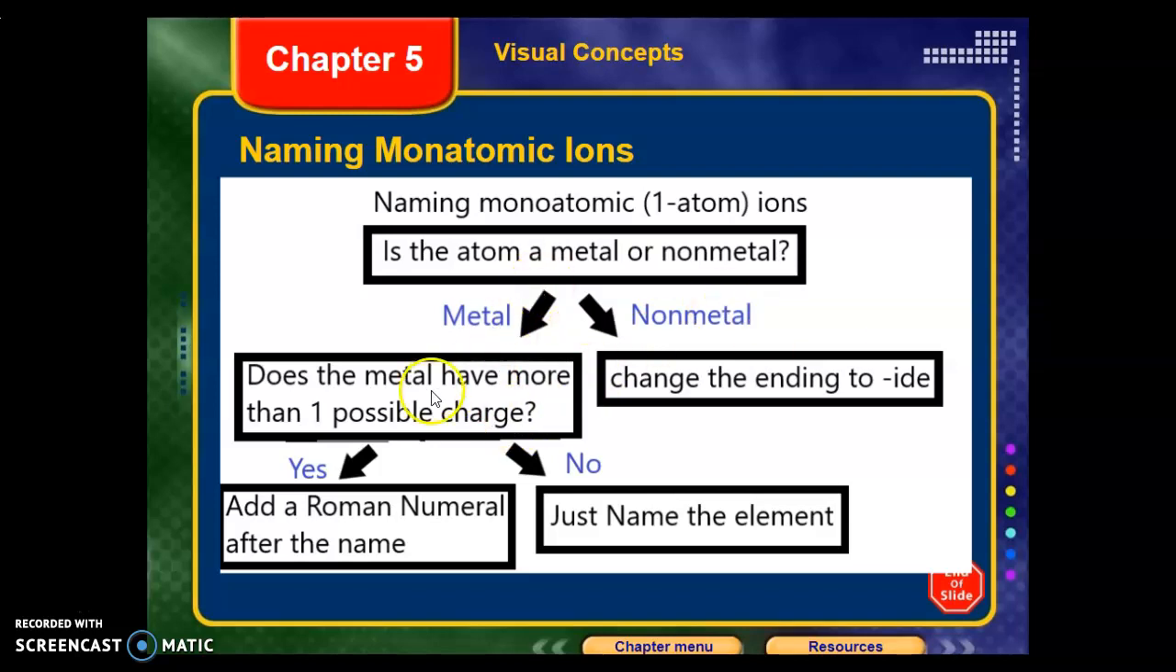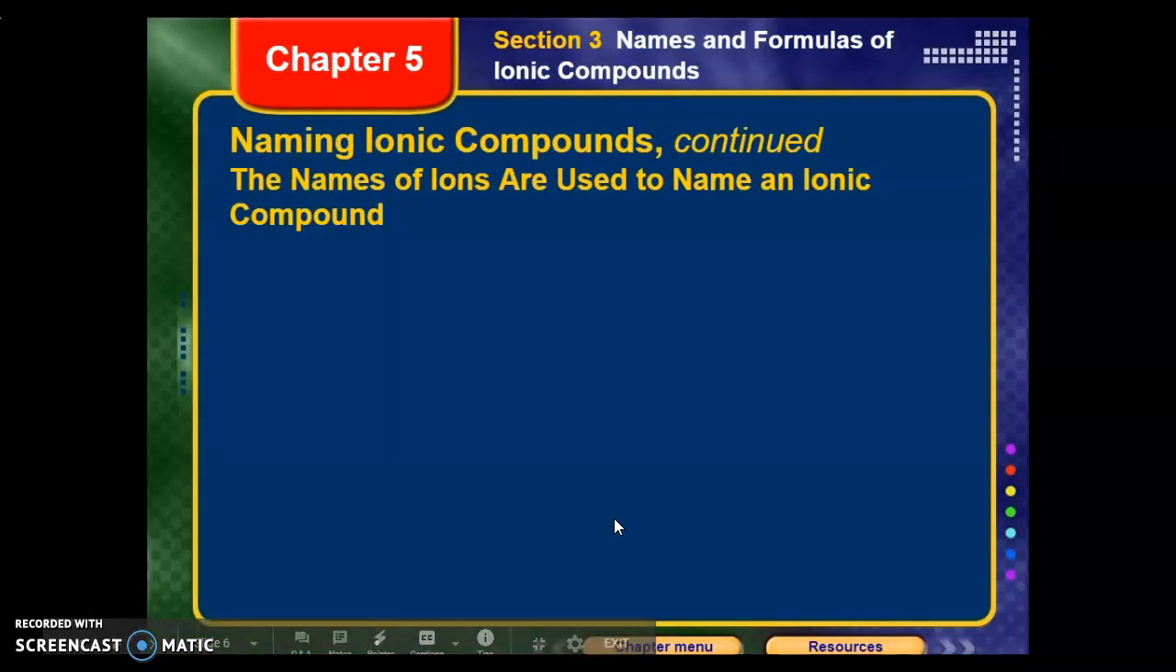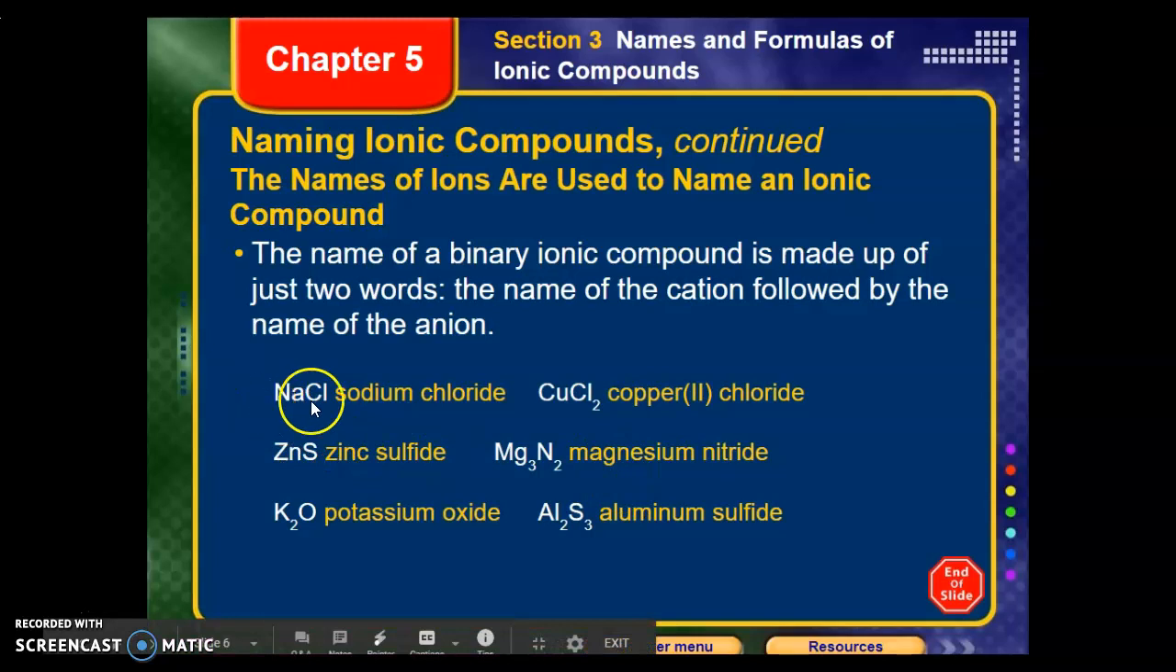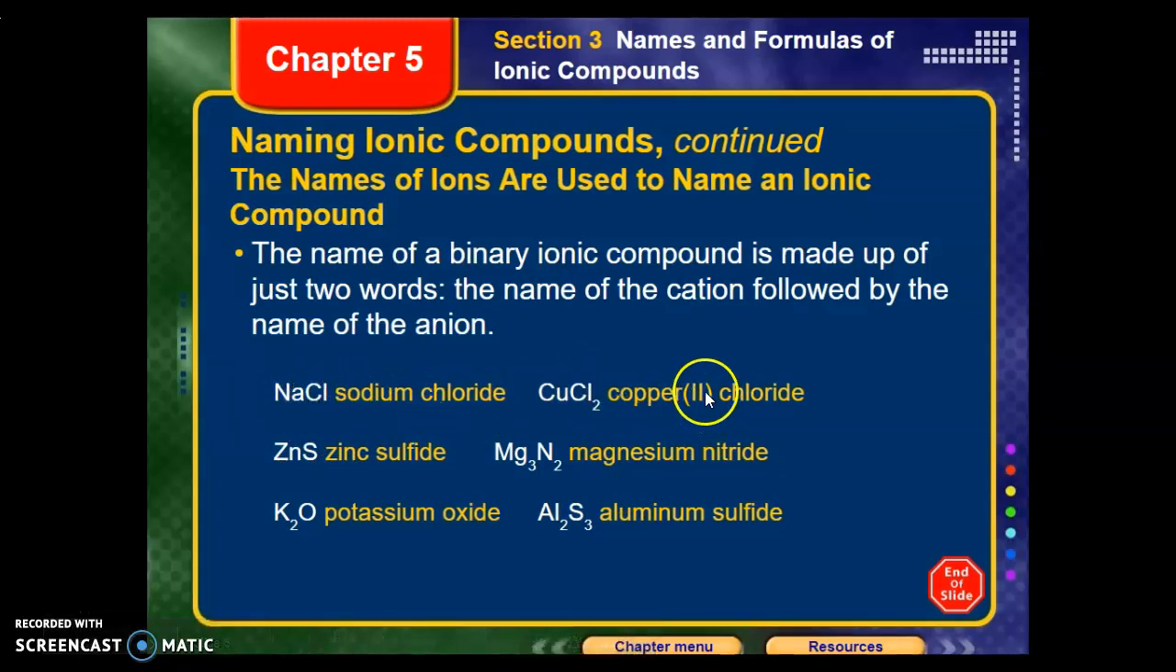For the metals, now you have possibilities. So if the metal has more than one possible charge, then you have to add a Roman numeral. But if the metal does not have more than one possible charge, you just name the element. So then naming the binary ionic compounds is just combining those two names together, right? You just combine the name of the cation followed by the name of the anion. So NaCl is sodium chloride because that's a sodium ion and that's a chloride ion, right? Copper 2 chloride, that's a copper 2 ion. It's a chloride ion, right? Easy peasy lemon squeezy.